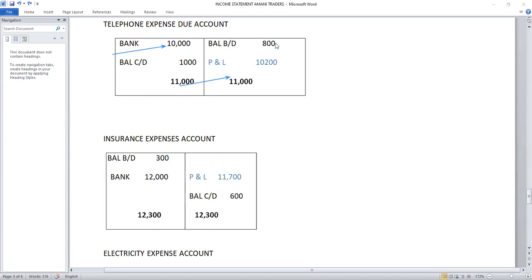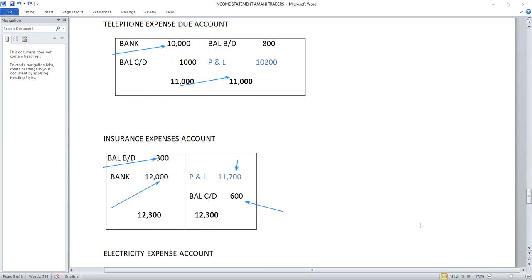While for these insurances, it was an asset, prepaid. So the balance brought down will be on the debit side, and the balance carried down will be on the credit side. And remember, the bank which was on the credit side will be appearing on the debit side. The difference will go to the income statement, which is 11,700.